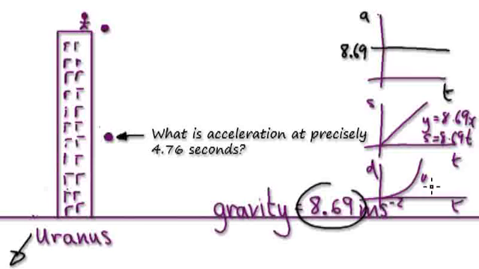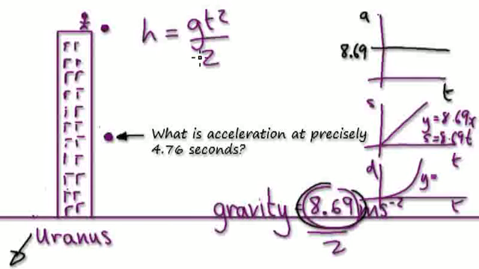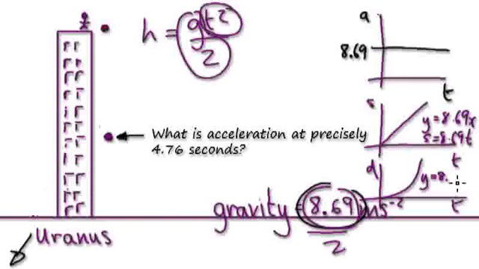Okay, so anytime you have a free fall diagram, a free falling object, just visualize gt squared over 2. So this equation will be this number divided by 2, so that's gravity divided by 2, and then times x squared. The equation for this quadratic here will be 8.69 over 2 x squared, if you like. Well, anyway, to answer this question here, what is the acceleration at this time here?